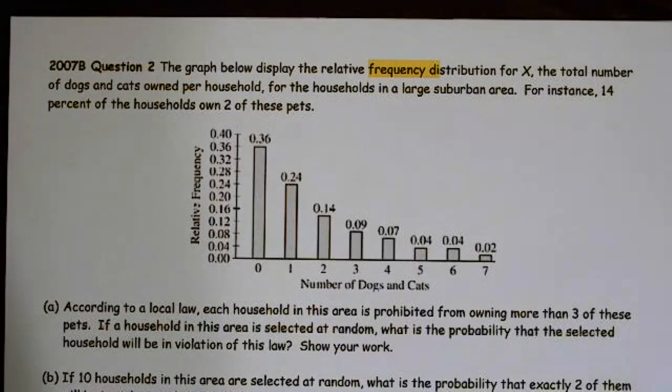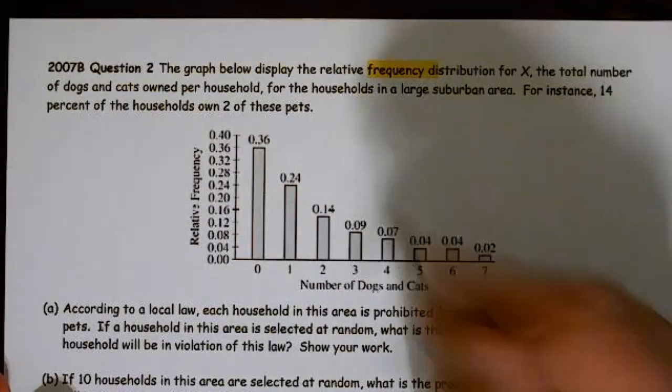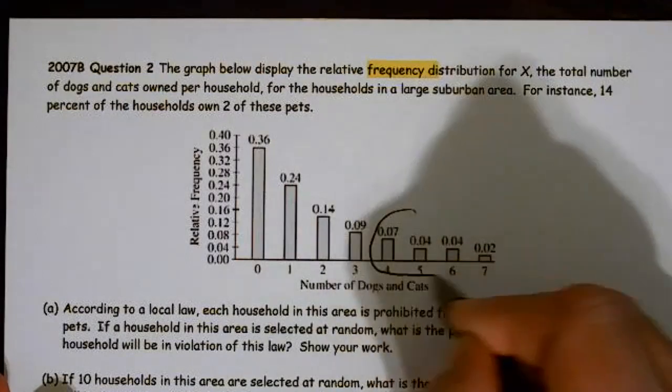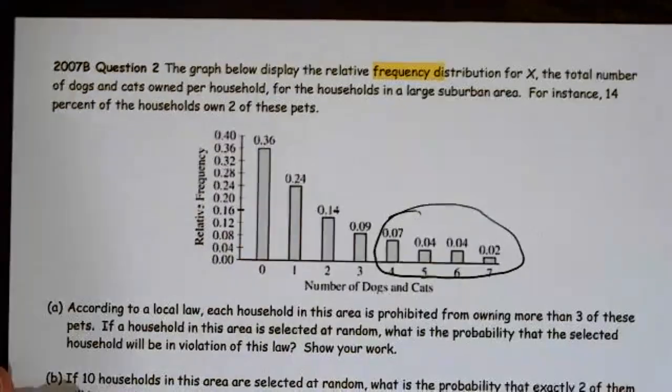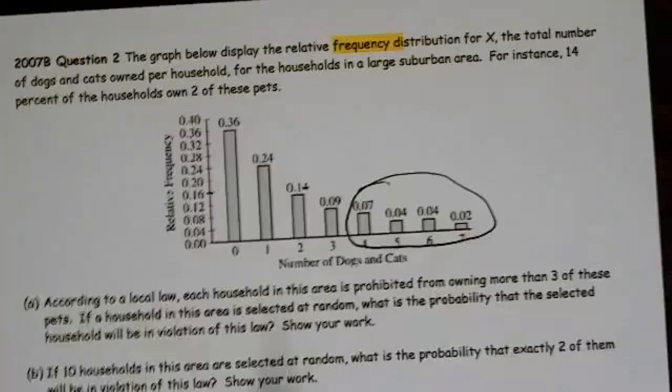According to a local law, each household in this area is prohibited from owning more than 3 of these pets. If a household in this area is selected at random, what's the probability the selected household will be in violation of the law? Well, more than 3 means this group right here. They're the bad ones. So if I add these values up, I'm going to come up with that likelihood.